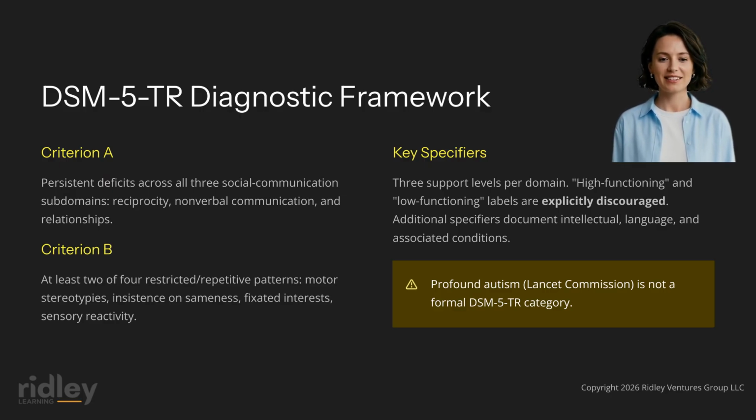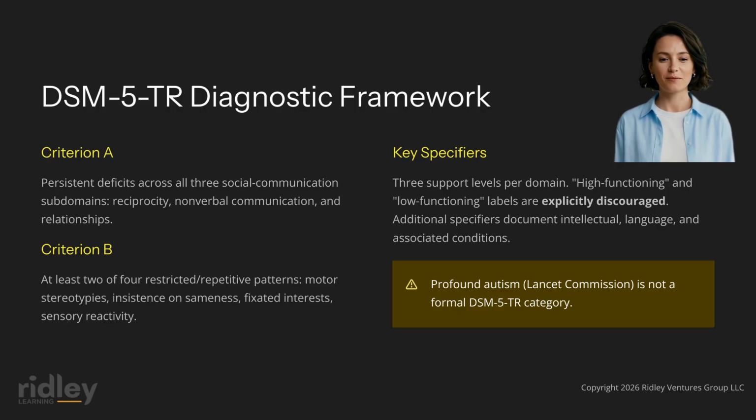Recent validation work has demonstrated that clinician-assigned support levels correspond meaningfully with standardized assessment outcomes and are associated with intellectual functioning, adaptive functioning, and autism symptomatology, but not with sex assigned at birth. The DSM-5-TR explicitly discourages imprecise functioning descriptors such as high functioning and low functioning, because these labels fail to capture the uneven support profile that's typical of autism.